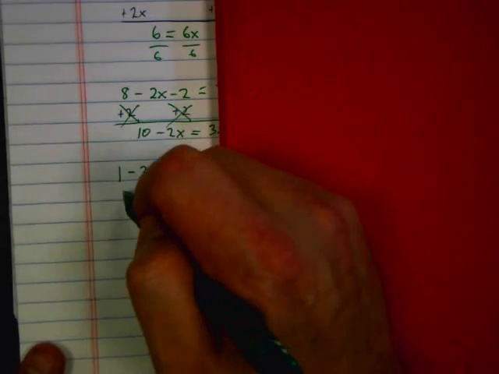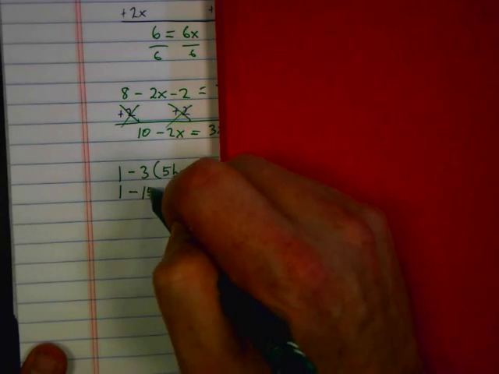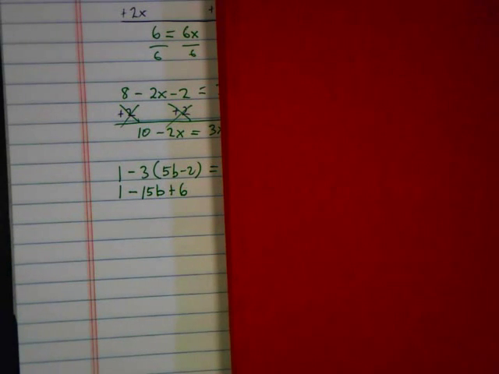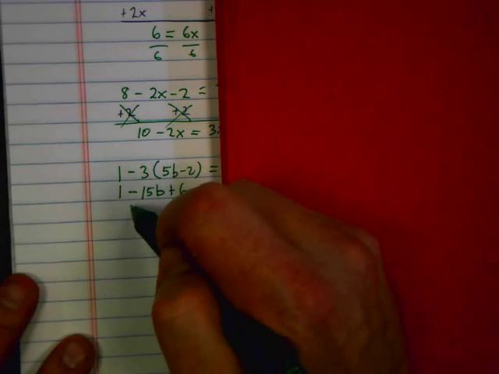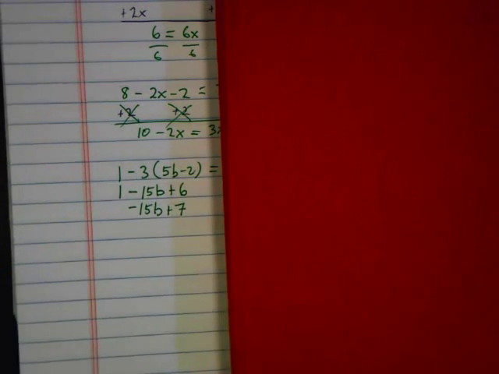We should have 1 minus 15b plus 6. Excellent. Remember, you're running a minus 3 through, so minus times minus is a plus. That's easy to mix up too. Okay, is there anything else we can clean up there? Combine the 1 and the 6. 1 and 6 make 7. So the left-hand side, all cleaned up, is minus 15b plus 7.